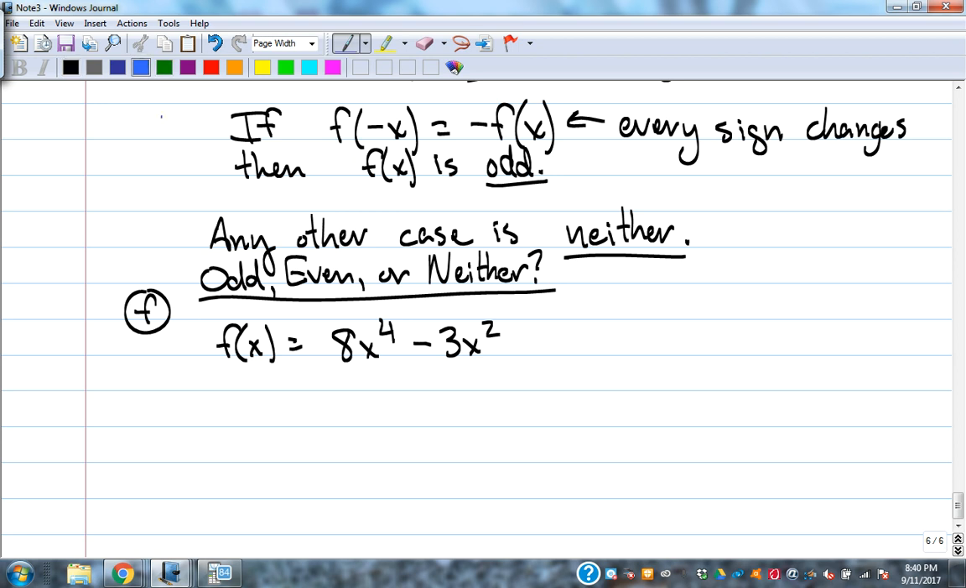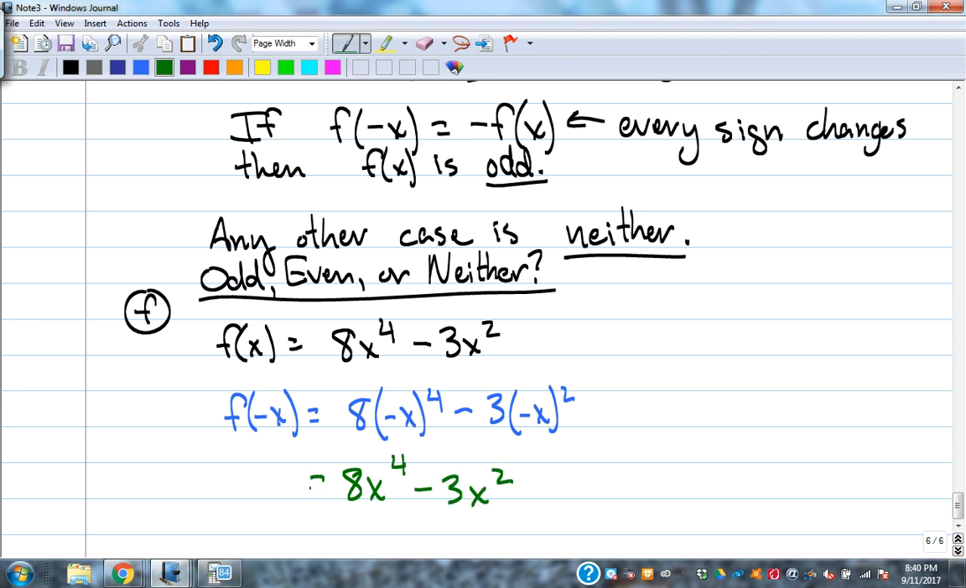So the actual test is to plug in negative x and simplify it. If I take a negative number to the fourth power, what happens to it? It turns positive. So that turns back into 8x to the fourth. Negative x squared is just x squared. So that's minus 3x squared. Is that the same thing as the original? Yes. That means that this function is even.